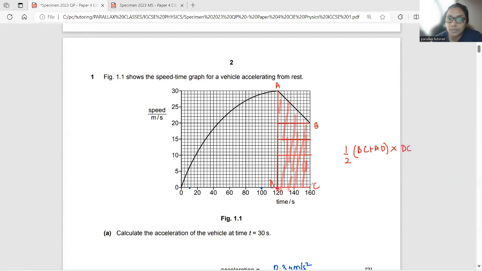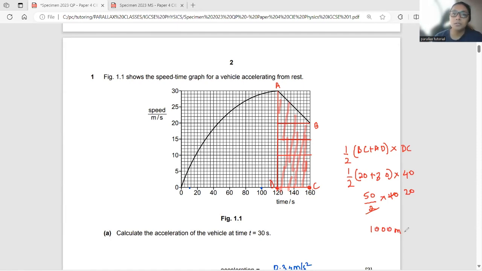D to C. Okay, how do we calculate this? Half. Value of BC is what? It is 20 to 0, so it's 20. AD is what? 30 to 0, so it's 30. And DC is 120 to 160, which is 40. So 50 by 2 into 40, this is clearly 25 into 40, which is 1000 meters. And this is one way of figuring out the distance.